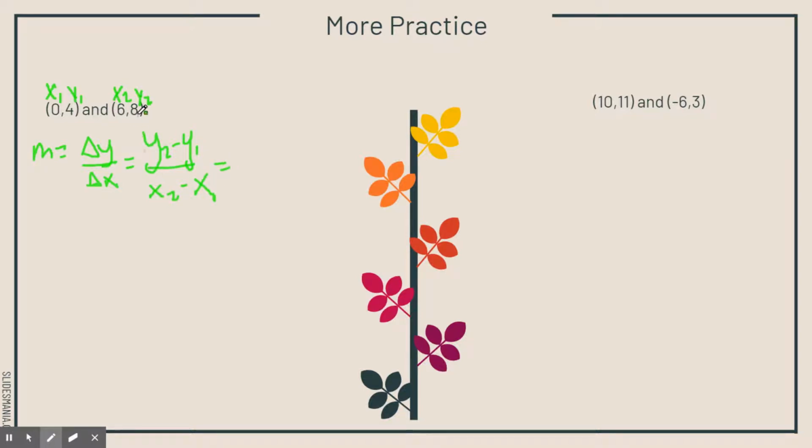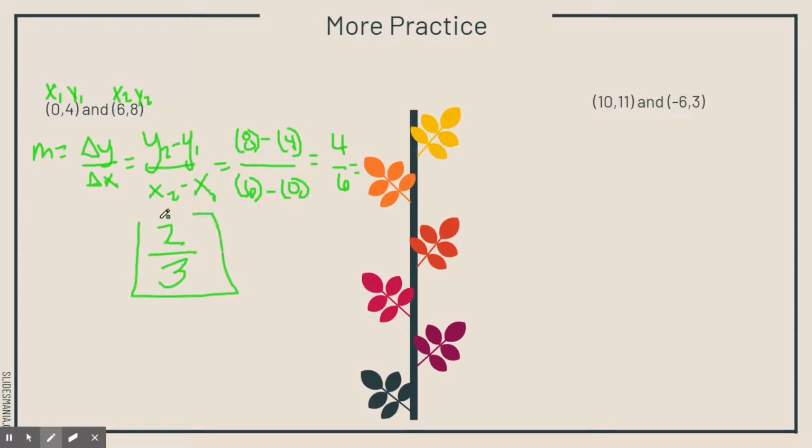Okay, now I'm going to plug them in. So y2 is 8, minus y1 is 4, x2 is 6, minus x1 is 0. Okay, 8 minus 4 is 4, 6 minus 0 is 6. Can I reduce 4 over 6? Yes, I can. I can take 2 out of them both and get 2 over 3. So my slope here is 2 over 3.